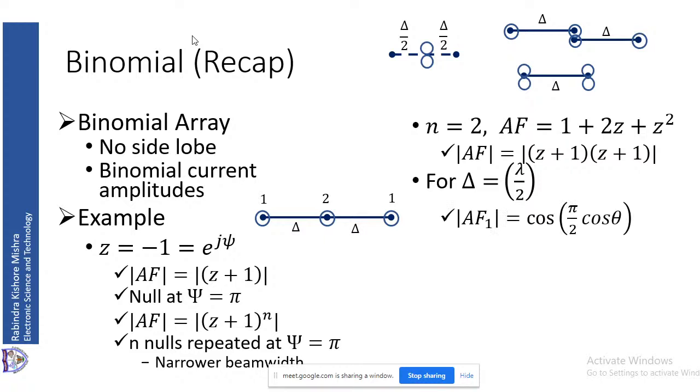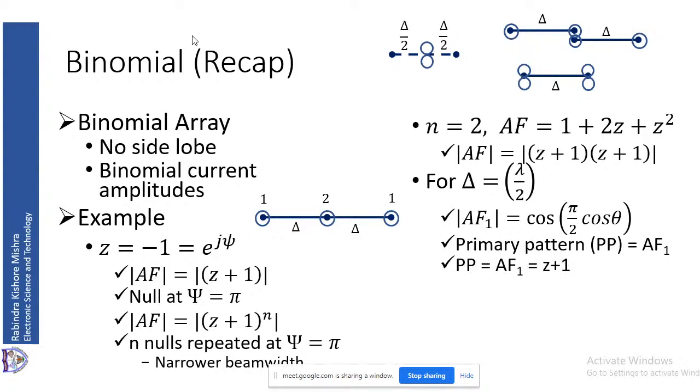So when delta is equal to lambda by 2, this is what we are getting. A figure of 8 pattern, that we know how it is represented. Array factor 1, AF1, is the array factor for any two of those elements that I showed. That is cos pi by 2 cos theta, that we have already seen, so I am not going to discuss it anymore. This is called the primary pattern of the array factor, PP.